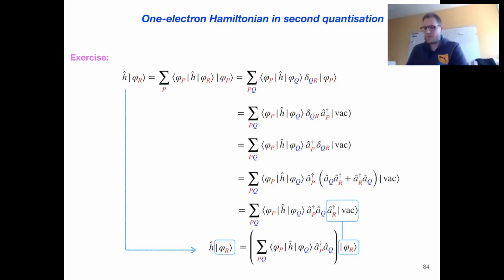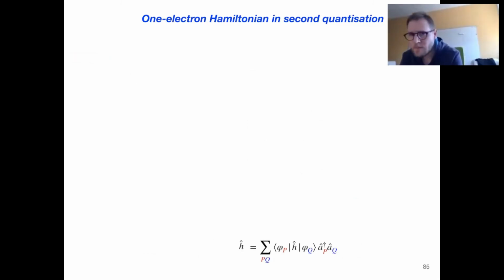So this is what I'm writing. So this is what is left. So if I have a single electron, basically I'm able to write the Hamiltonian fully with the creation and annihilation operators and the one electron integrals.